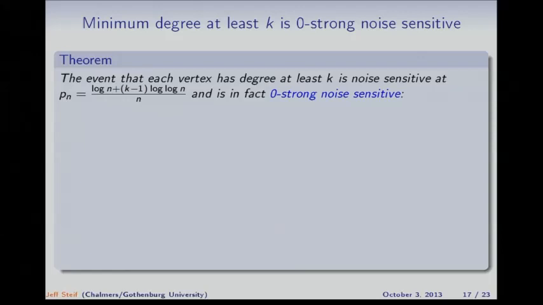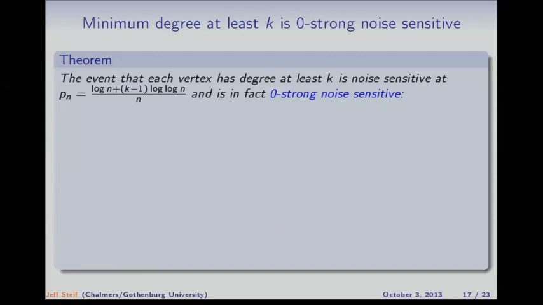So at first, this example might not look so interesting or might look dry, but it's going to turn out to be related to other things that might sound more interesting. So the Boolean function I want to look at is minimum degree at least k. So I do a random graph and I want to know, does every vertex have at least k edges coming out of it? It's a monotone function. That's the event I want to look at.